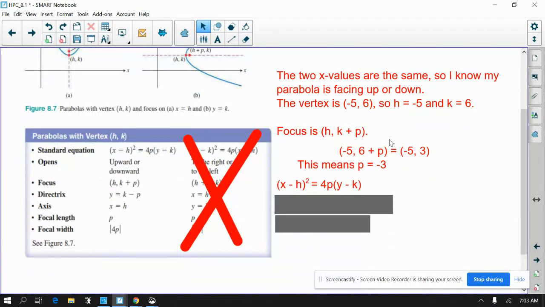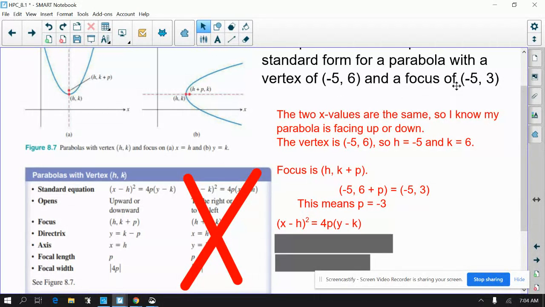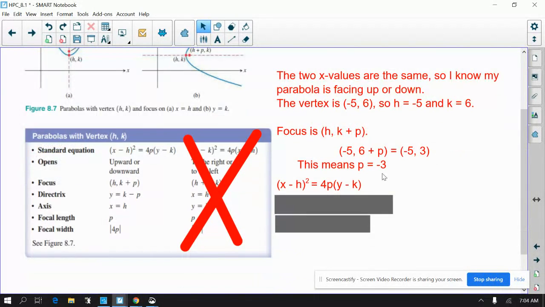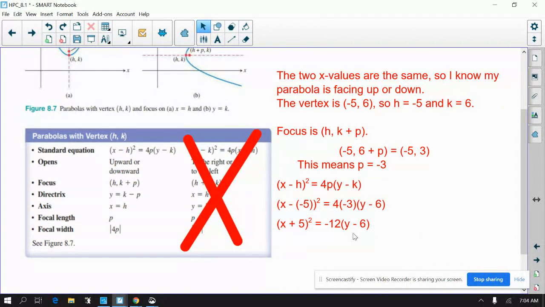So I'm done. I've got h, I've got k. They were given to me in the vertex, and I had to do a little bit of math to find p because I knew the focus. P is negative 3, and now I plug them all into here. So x minus negative 5, 4 times negative 3, etc. And here is my standard form.